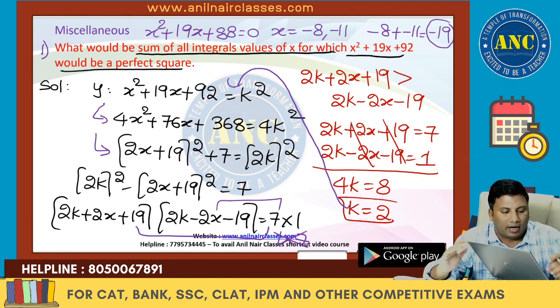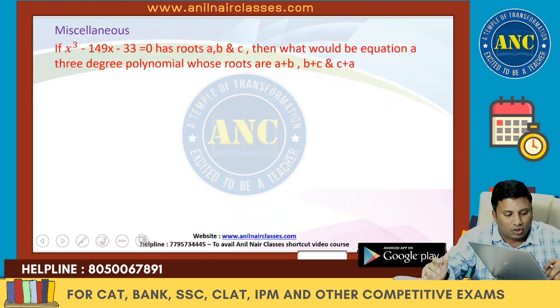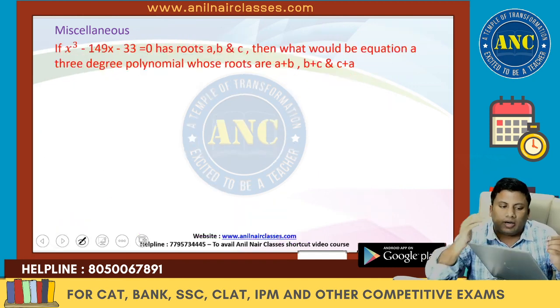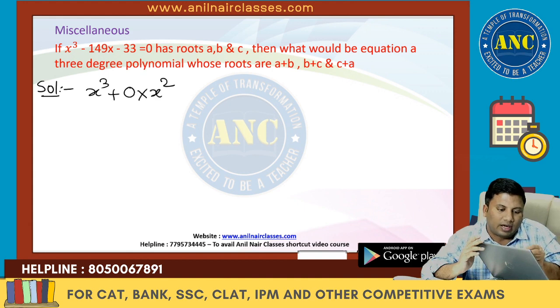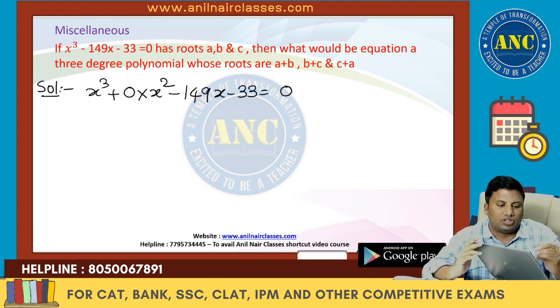Question number 1, please make a note. Question number 2. Now see here, read the question. It is x cube plus 0 into x square minus 149x minus 33 equivalent to 0.